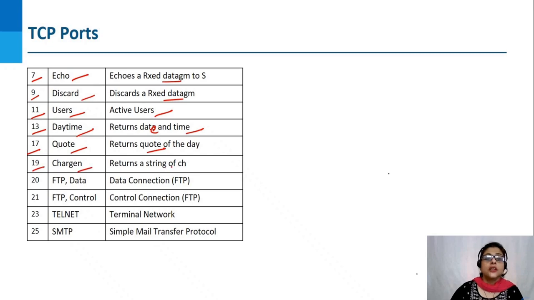19 is chargen that returns a string of characters. 20 is FTP data, which is used for FTP data connection. If you recall, FTP has two different connections. One is FTP data connection and the other one is FTP control connection. Control connection uses port number 21. Telnet or terminal network uses port number 23. SMTP or simple mail transfer protocol, it is basically the email that we normally use. It uses port number 25.